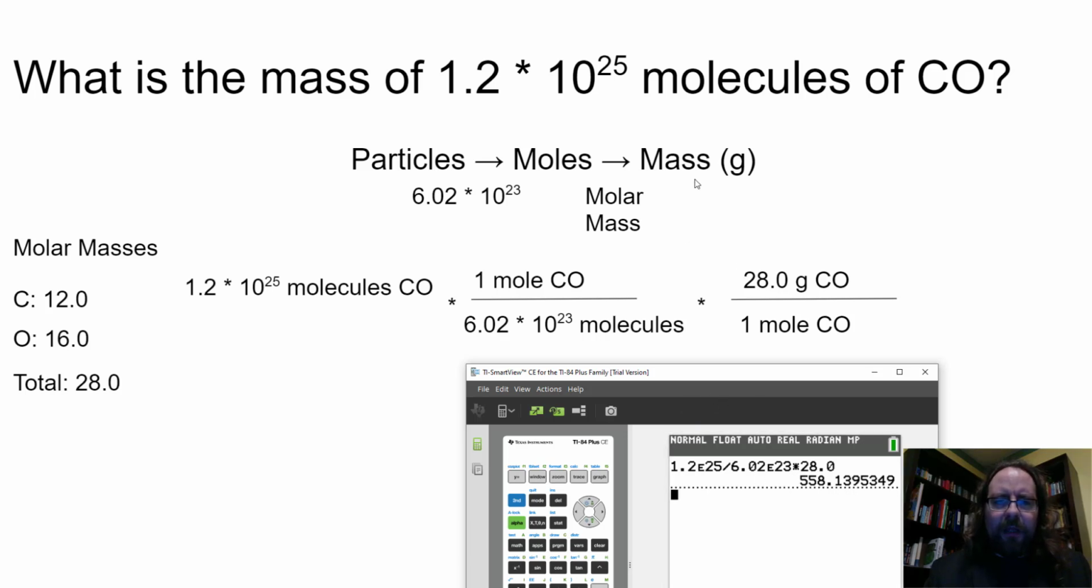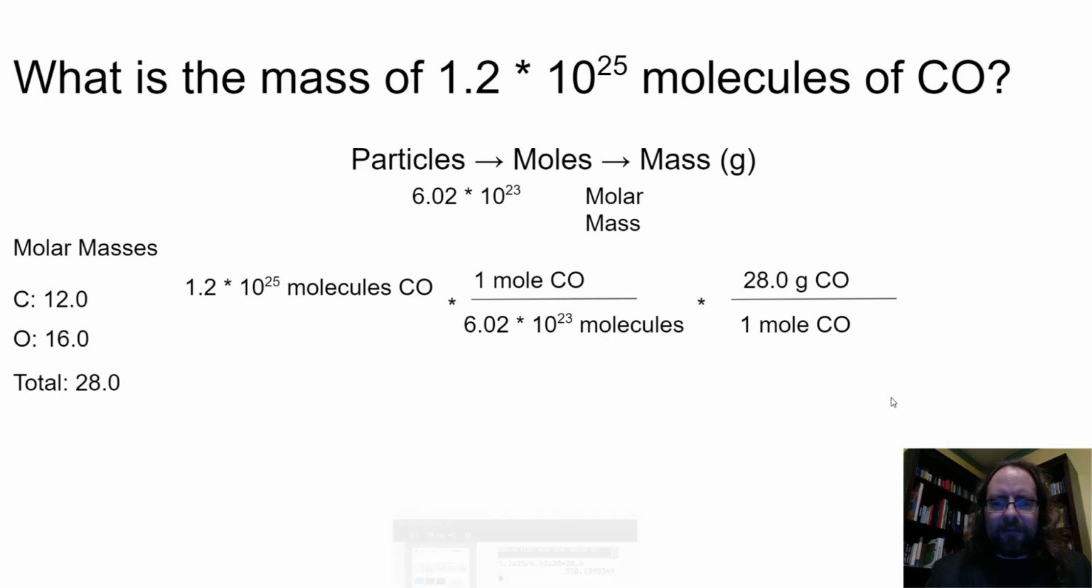grams. So looking back at my original problem, I see there are 2 significant figures, so I only want 2 significant figures in my result. So that means I'm going to have to only have the 5 and 1 more digit, so I'm going to round that up to 6. So totally we're going to have 560 grams of carbon monoxide.